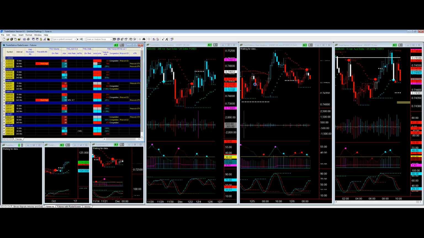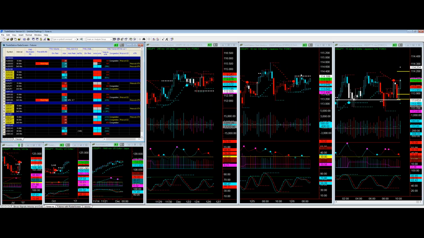Let's go back and look at the USD/JPY. This one, you've got that congestion dot right up above you. You also have an ATR right up above you. It's already tested the pivot line on the 15-minute chart. My bet would be it's going to go up, not down.